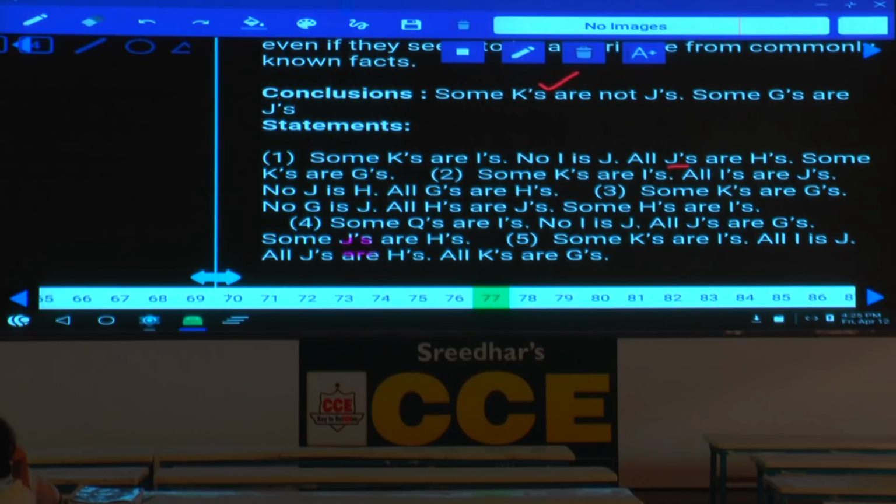Is there any statement between G and H? No, hence the second conclusion cannot be drawn with the help of the first one. Hence the first choice is ruled out. Then coming to choice 2.